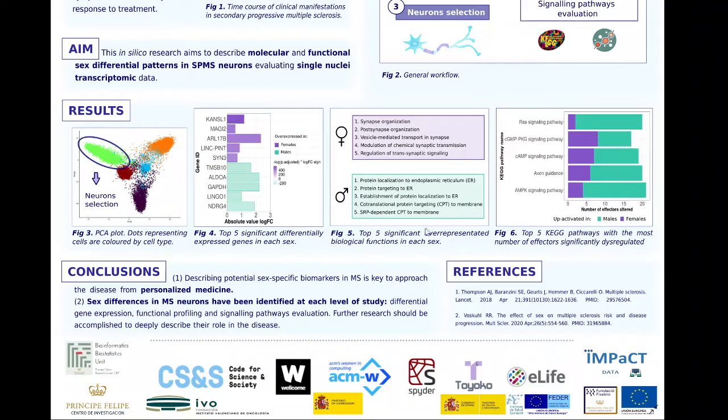With all of this research, the main conclusion I want to pinpoint is that describing potential sex-specific biomarkers in multiple sclerosis, as well as in other diseases, is key to approach them from a personalized medicine. Moreover, in this work, we unveil sex differences in multiple sclerosis neurons at each level of study. Further research should be accomplished to deeply describe their role in the disease.